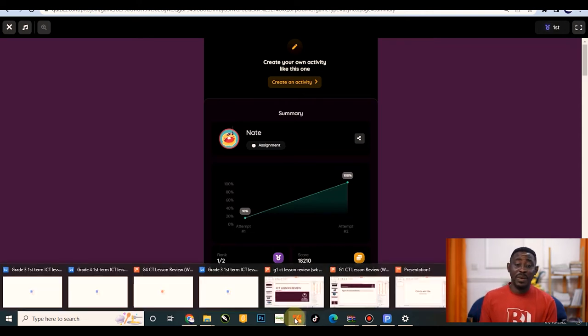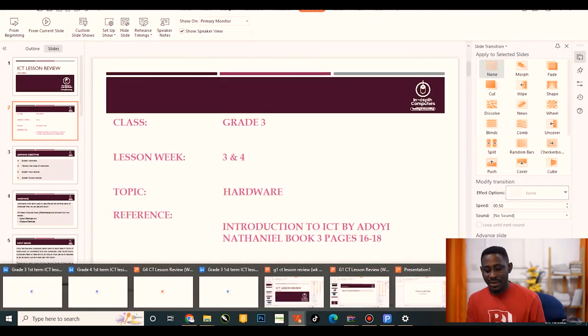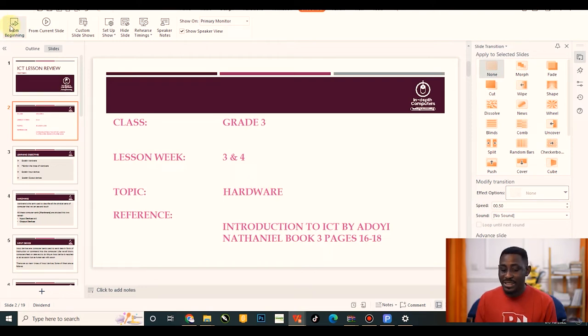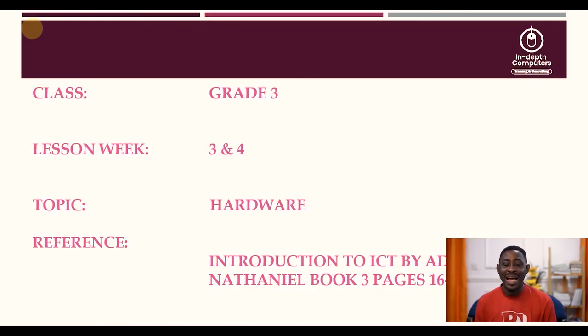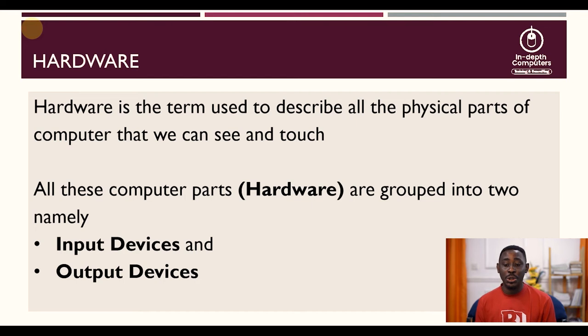Our time is actually fast spent, so I'm going to be as quick as possible with our lesson today. So what is hardware? Hardware is the term used to describe all the physical parts of the computer. So any part of the computer that you can see is referred to as the hardware. And the hardware is grouped into three major groups. Now, the input device, the output device, and the processing device.